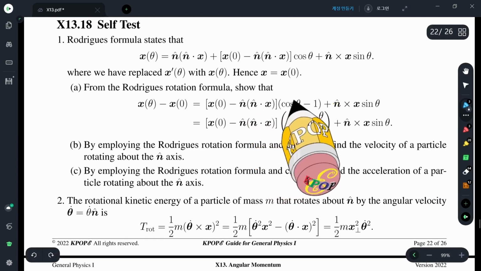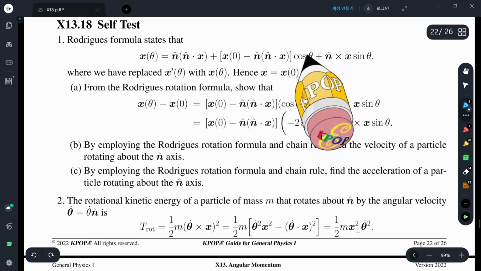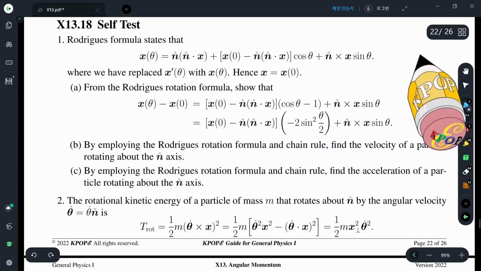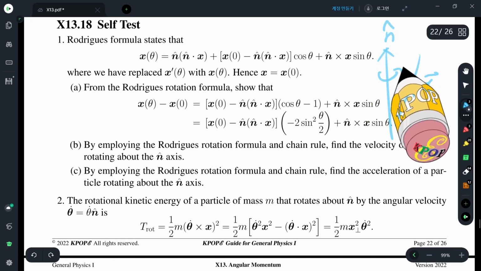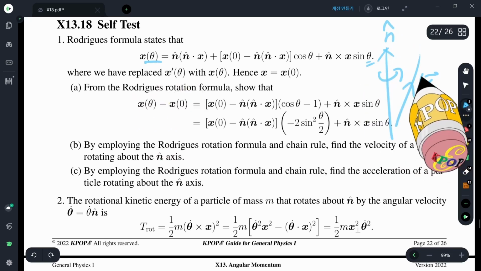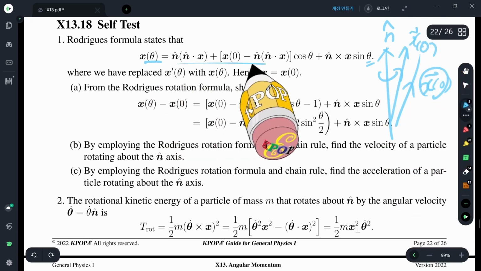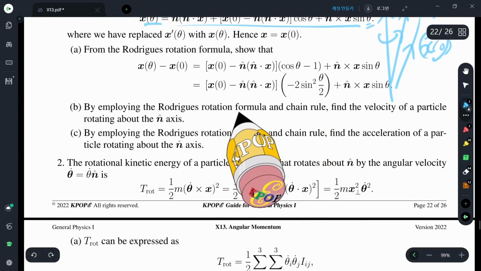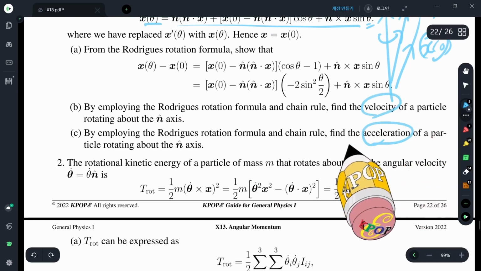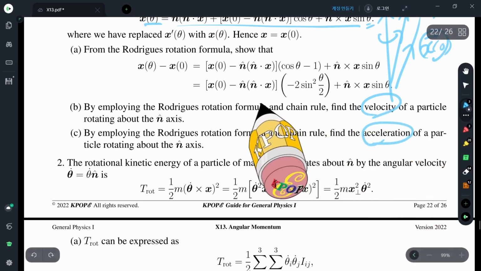Okay, in summary, we can review the Rodrigues formula for finite rotation in 3 dimensions. Rotation of vector x about a fixed axis n hat by a finite angle theta transforms x0 to x of theta in this way. This can be used to find the derivative of x, giving the velocity and acceleration. So please review the lecture to reproduce the result for the velocity and acceleration.